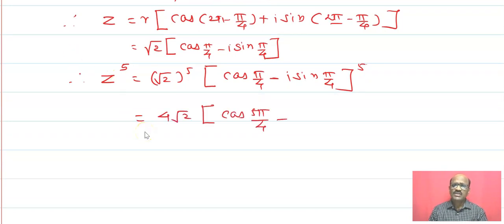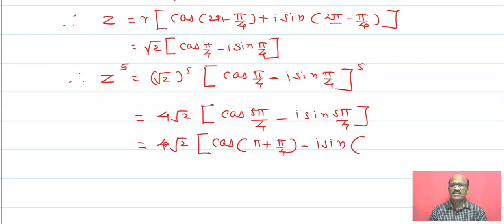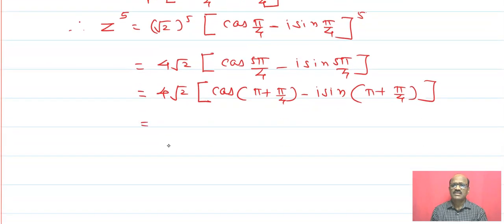Now by using De Moivre's theorem. But what is the value of root 2 raised to 5? Its value is 4 root 2. Now here cos of 5 pi by 4 can be written as pi plus pi by 4. Now see this again. Cos of pi plus pi by 4 goes in the third quadrant. Therefore, its value is negative.